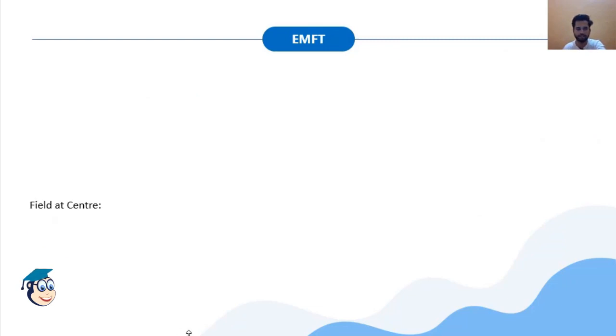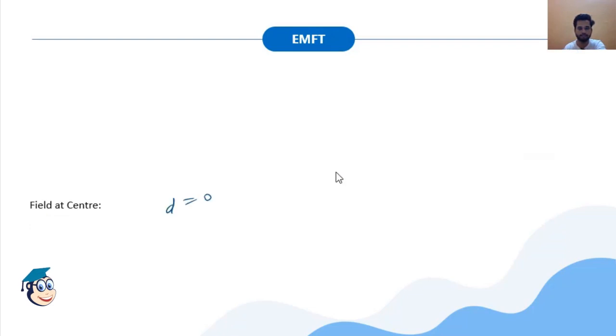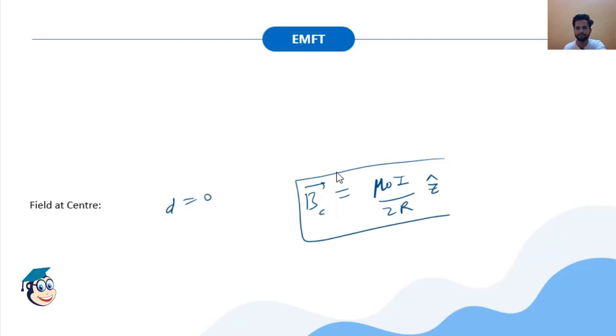Field at center means d should be equal to 0. When you put d equal to 0 in this expression, you will get B at center is equal to mu naught I over 2r. This is again in the z cap direction. You can directly remember this formula. This is a very important formula, and you can solve many questions based on this formula only.